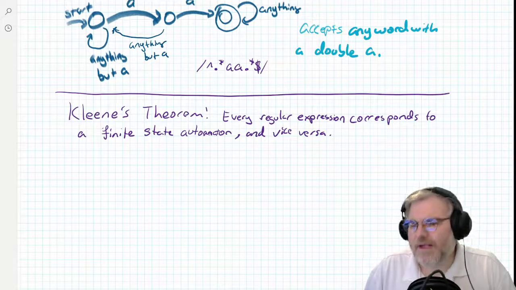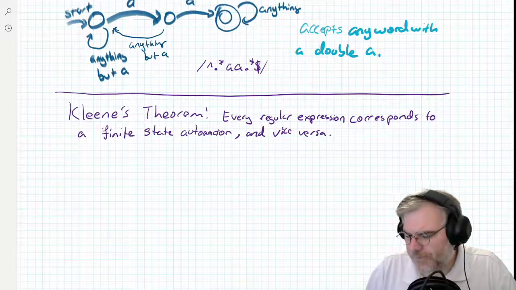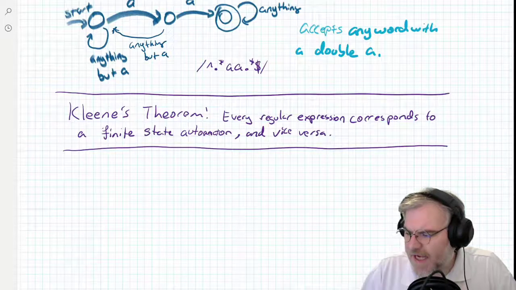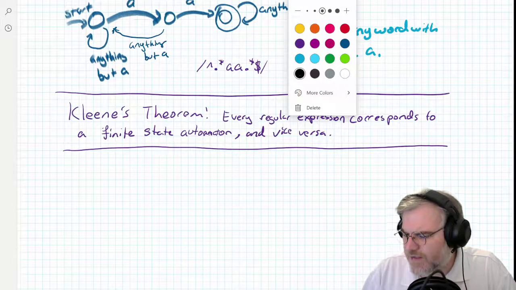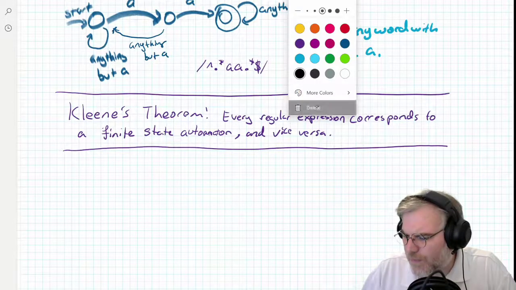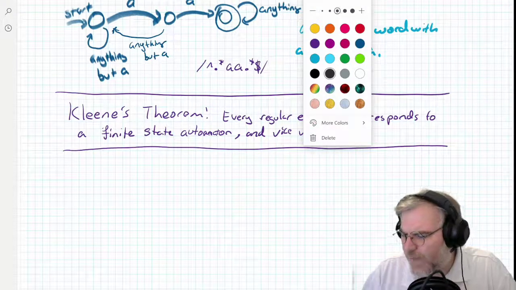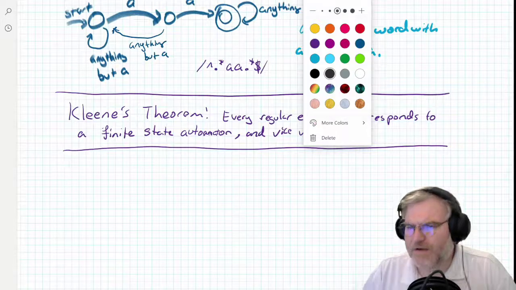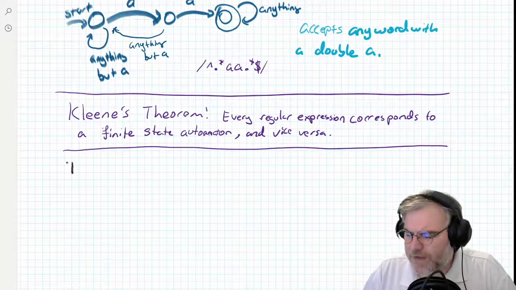Okay. But there are things that I can't do with regular expressions. Now, it should be said that there are extended regular expressions. There are things that computers and programming languages support that they call regular expressions that aren't. Regular expression is actually a technical term. So, things you can't do with regular expressions.